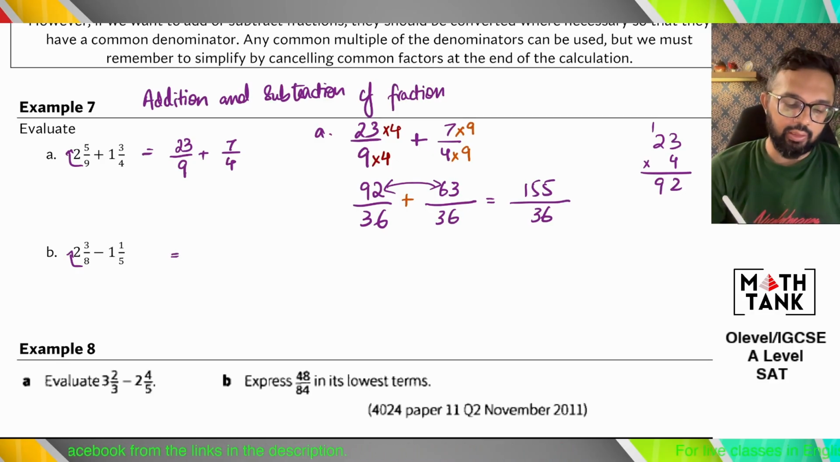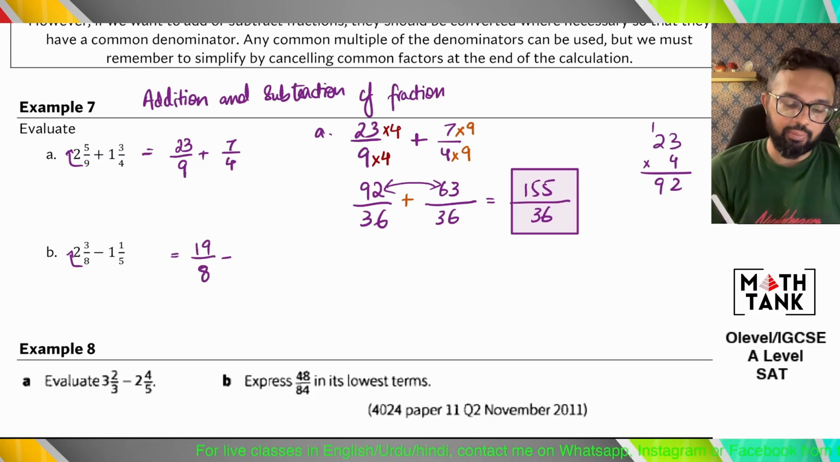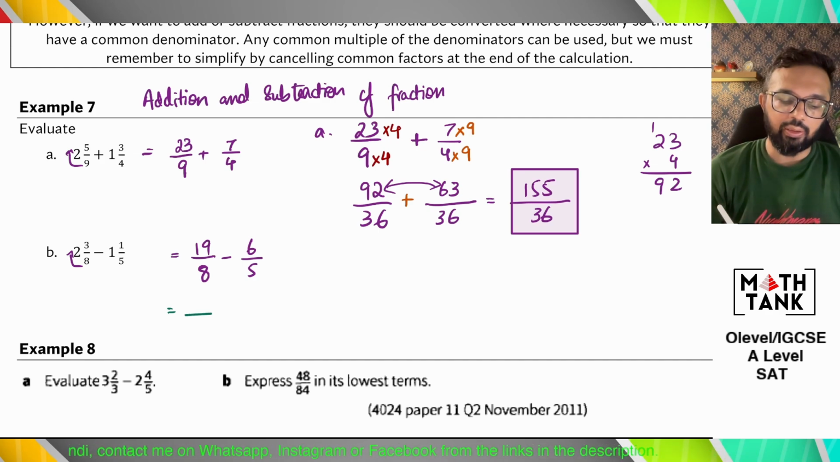So 8 times 2 is 16. This is the final answer. Let's put a box over it. 16 plus 3 is 19. So that's 19 over 8 minus 6 over 5. Again, I think about what could be the common denominator. So what clicks is that if I can make this 8 into 5 times 8, it is 40.